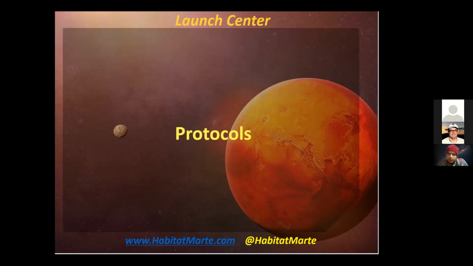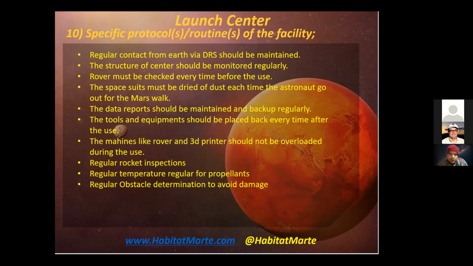Now coming to some of the protocols which are to be followed in the launch center. Initially, there will be a specific protocol routine of the facility. Regular obstacle determination to avoid damage. Regular rocket inspection. The machines like rover and 3D printer should not be overloaded during use. Regular temperature and other wall checks for propellants. The spacesuit must be dusted off each time the astronaut goes out for Mars work. The data reports should be maintained and backed up regularly.